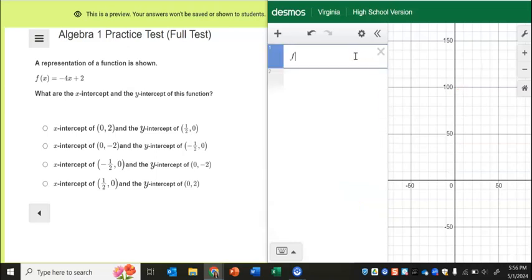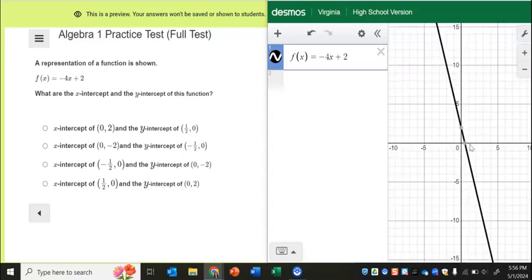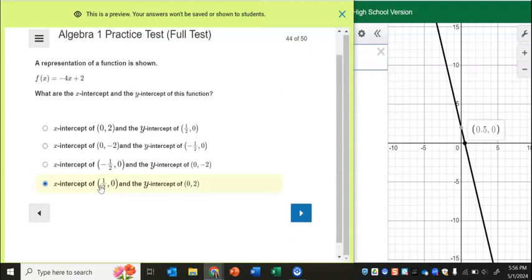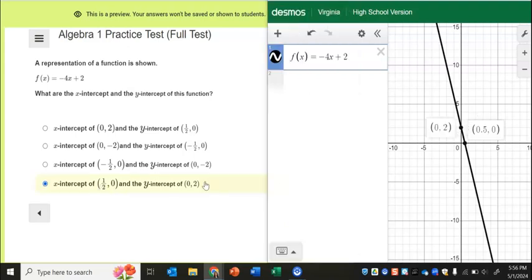So I'm going to go ahead and plug in my function, and I'm going to press home. So it's right here. Be careful here because we want to make sure we're picking the right point for what it's asking for. So let's look at the x-intercept. The x-intercept is 0.5, which is about 1/2, and the y-coordinate is 0. And then the y-intercept is 0, 2. Okay, so remember x-intercept has 0 for y, and the y-intercept has 0 for x. But that's about it for that.